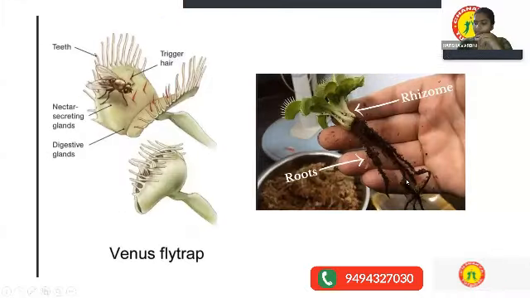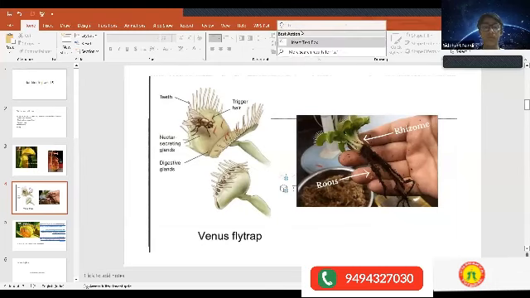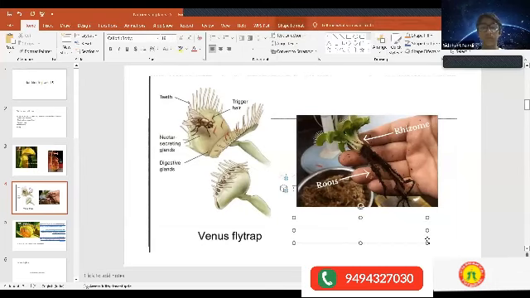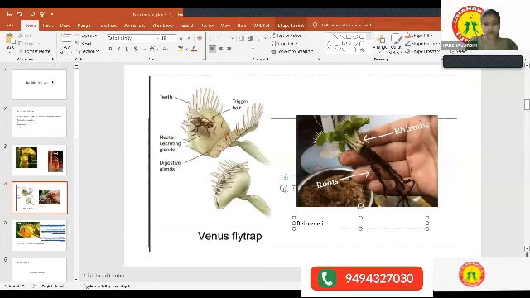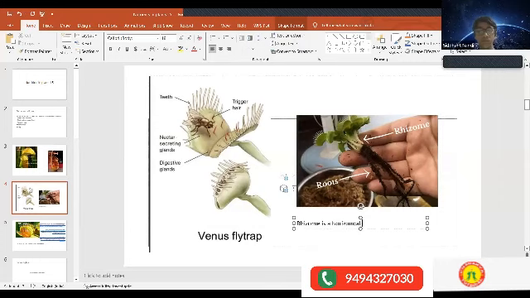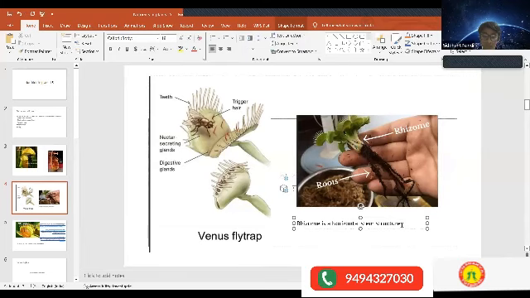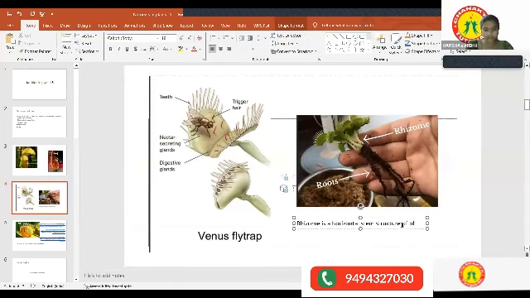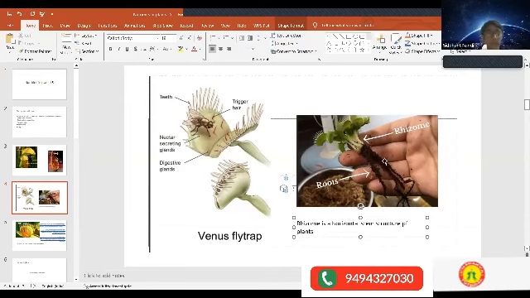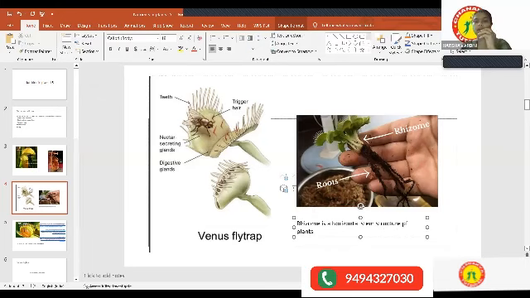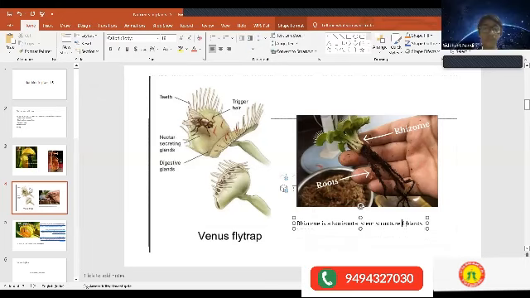Rhizome is a stem. I'll write here, make the note. What is rhizome? Rhizome is a horizontal stem structure. You can see something white in color, that is what is called the rhizome of plants. Rhizobium is the bacteria; this is rhizome. Rhizome is a horizontal stem structure of plants.